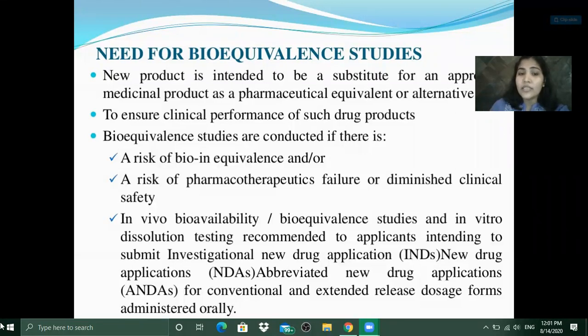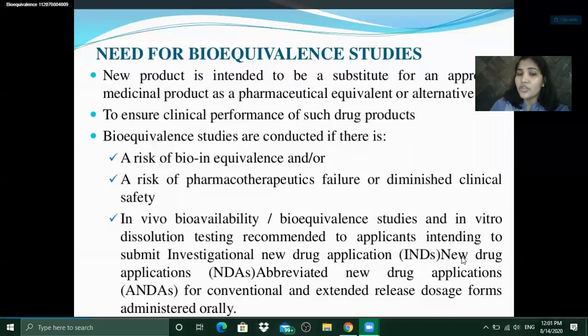And another one is that when you have an investigational new drug, when you have a new drug application, and when you have ANDAs, for which you will have in vivo data and in vitro data, in vitro meaning dissolution testing data, in that case also it is compulsory for you to perform the bioequivalence studies. Okay, so we are talking about when all you are required to perform the bioequivalence study. So these are all the points at which you will be required to do the bioequivalence study.